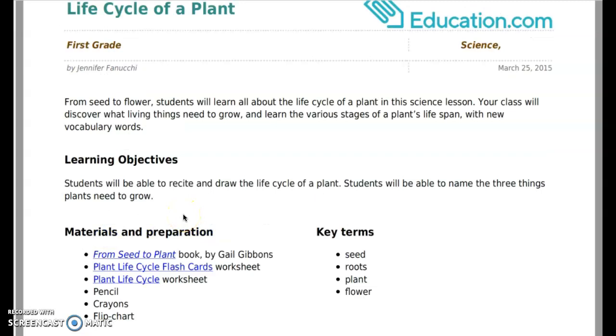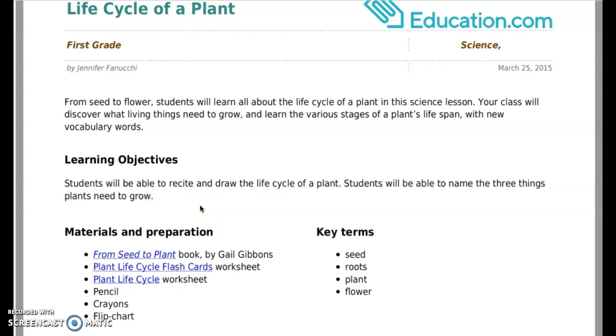Now for the different rules, we learned about designing lessons and the importance of rules, and how a rule is just a rule of the lesson that you're learning. So for the life cycle of a plant, a rule could be the three things that plants need to grow. So that could be a rule, but it doesn't really explain it. It says, students will be able to name the three things plants need to grow. But I think what they should do here is label them out. So maybe they could put water, sun, soil. Plants need these to grow, and that's a rule.